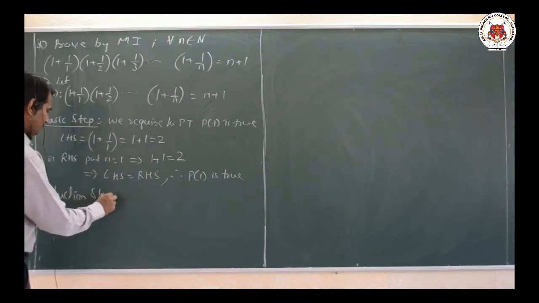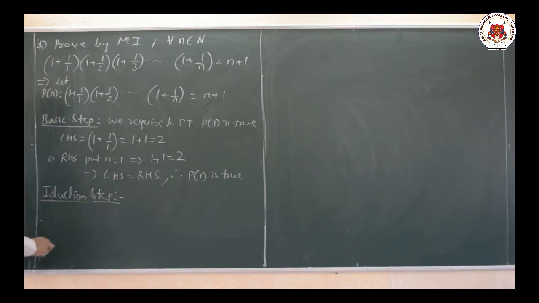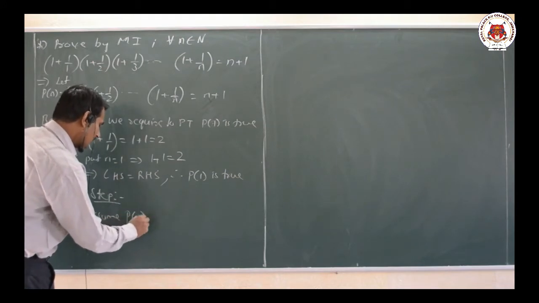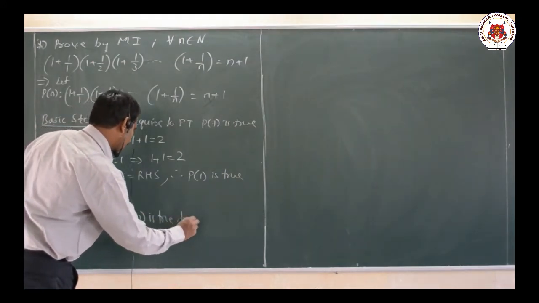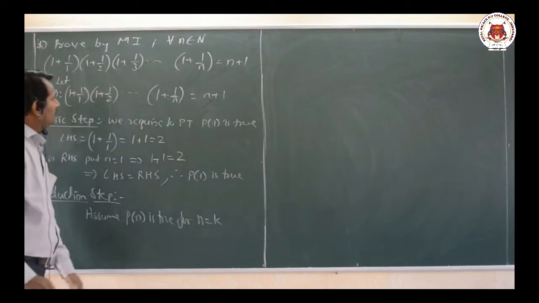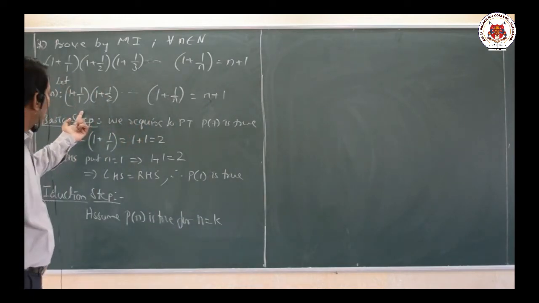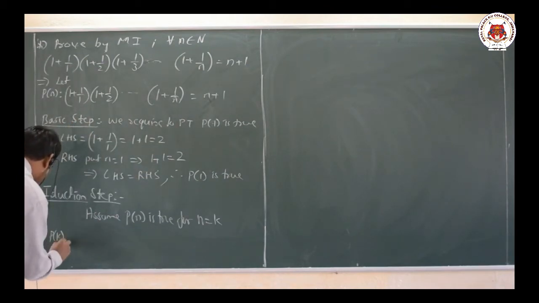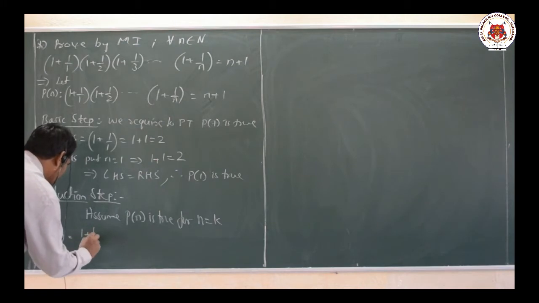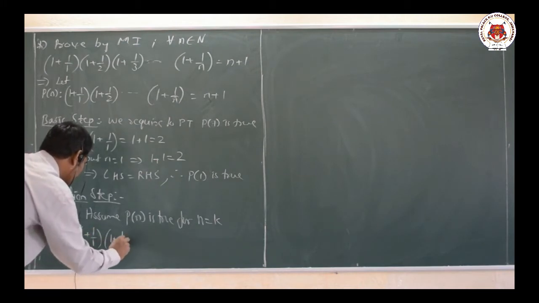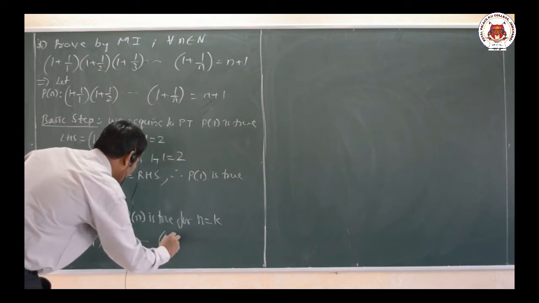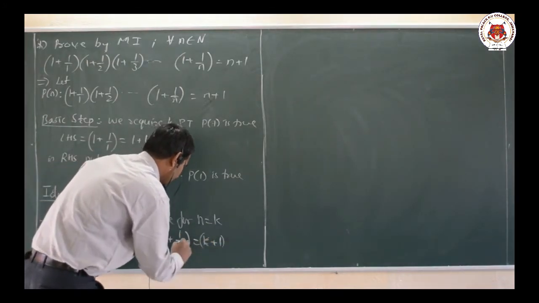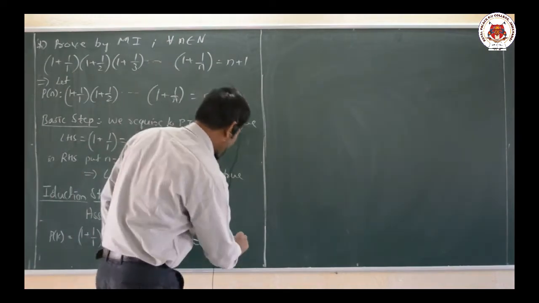Induction step. This step is also very, very simple. First of all, assume p of n is true for n is equal to k. In the p of n statement, put n is equal to k here. That's all. That is p of k, which is equal to 1 plus 1 by 1, into 1 plus 1 by 2, and so on till 1 plus 1 divided by k, is equal to k plus 1 here. Okay, that is our equation number 1.